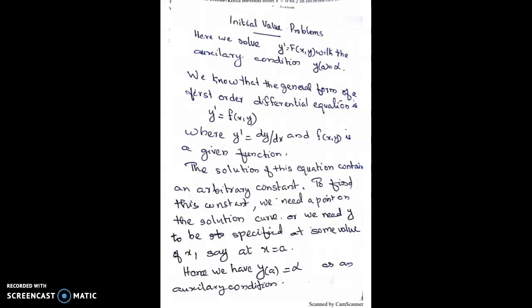We know that the general form of a first order differential equation is y' = f(x, y), where y' = dy/dx and f(x, y) is a given function. The solution of this equation contains an arbitrary constant. To find this constant, we need a point on the solution curve, or we need y to be specified at some value of x, say at x = a. Hence, we have y(a) = alpha as an auxiliary condition.